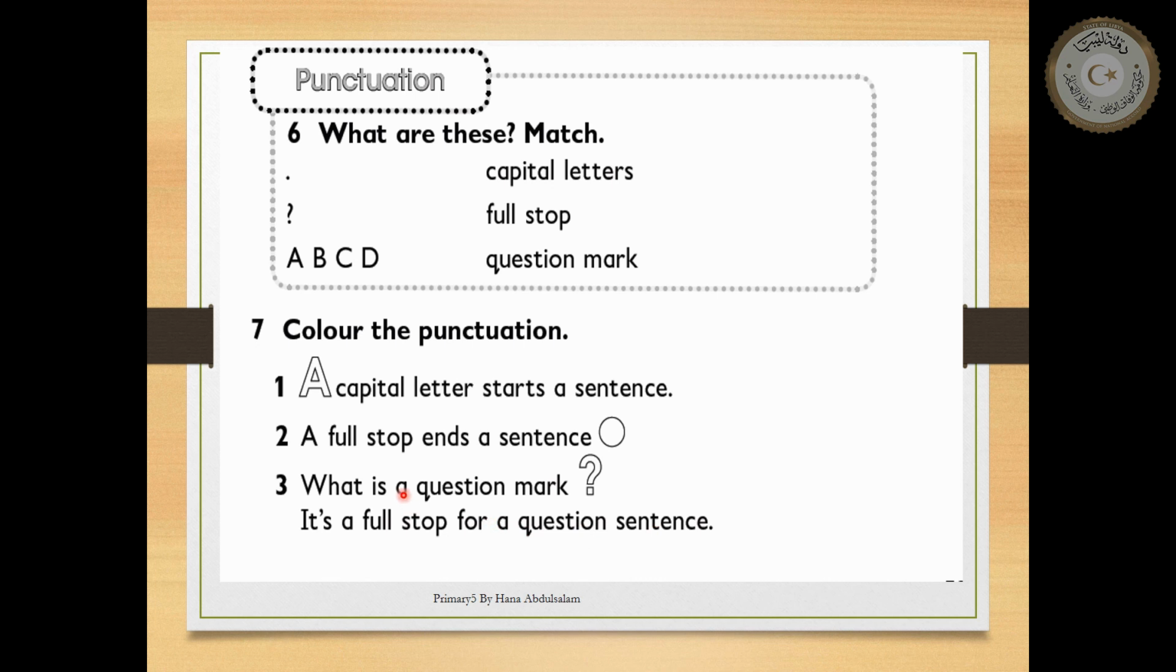For example, how old are you? So how do you spell how? H-O-W, H capital. Old are you? At the end, question mark. So, again, full stop, question mark, capital letters. Full stop, the end of the sentence.